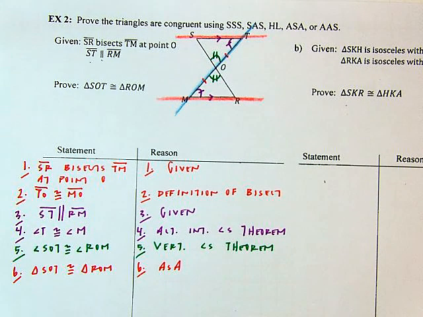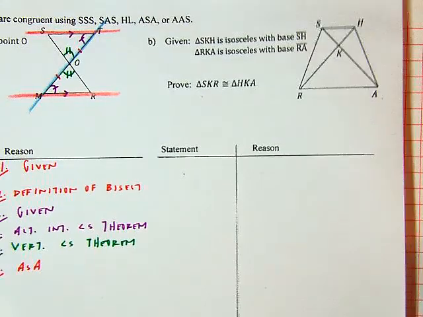Okay, but again, if I had linked up the other alternate interior angle pair, I could have used angle, angle, side, and that would be perfectly fine. We would be equally correct. We've just done it a different way. All right, next up is B.